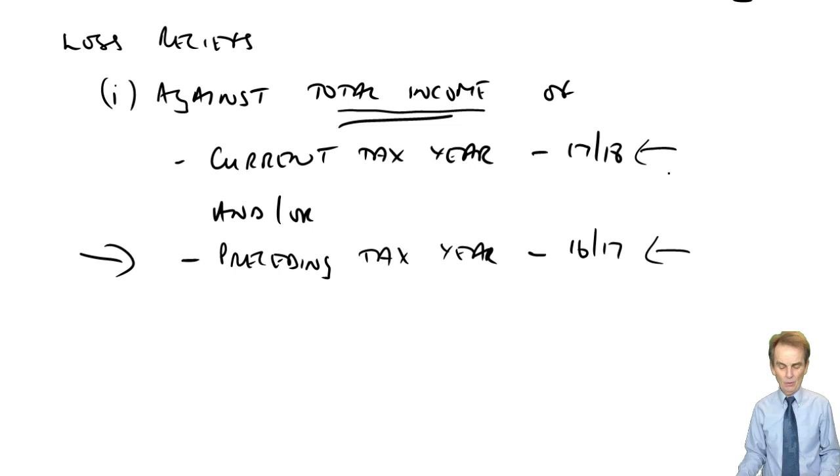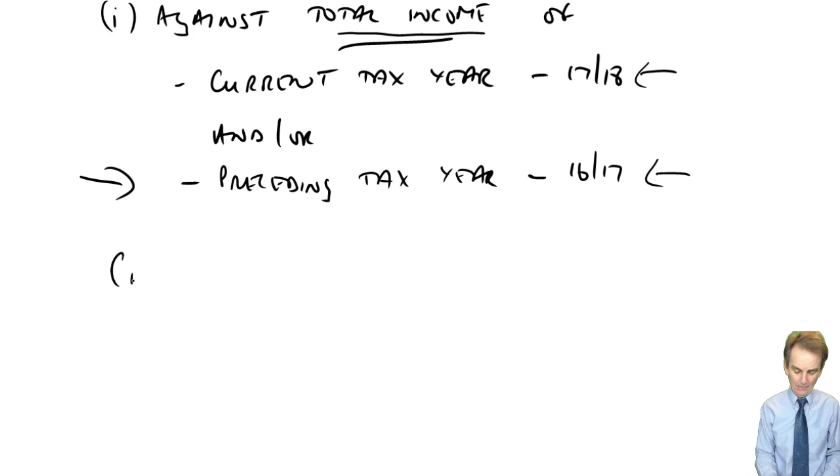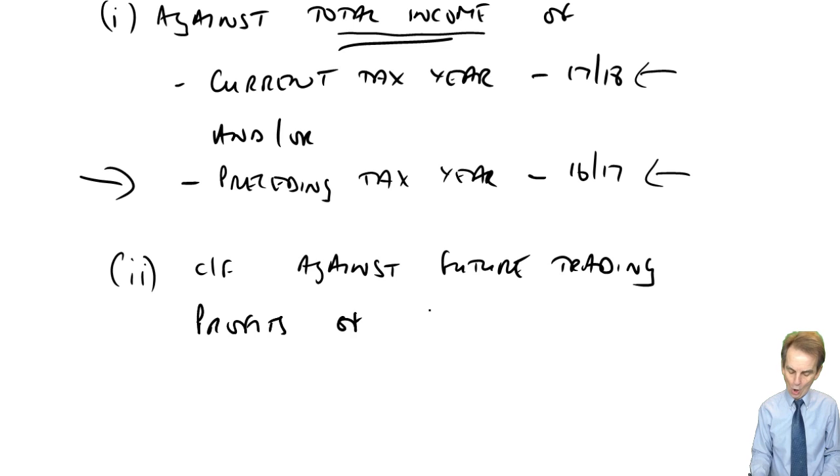So it goes against the total income of the current tax year and or the preceding tax year. If of course after that there was still loss left over, that, as we've seen, is carried forward against the future trading profits of the same trade.